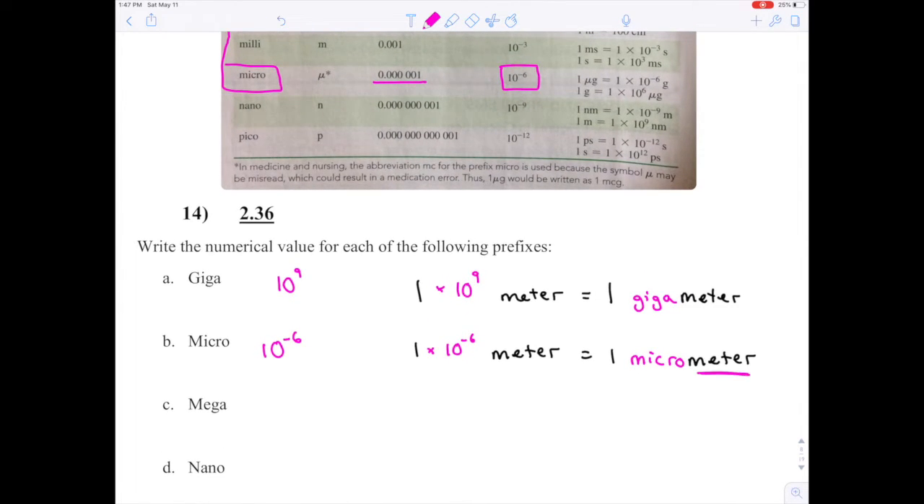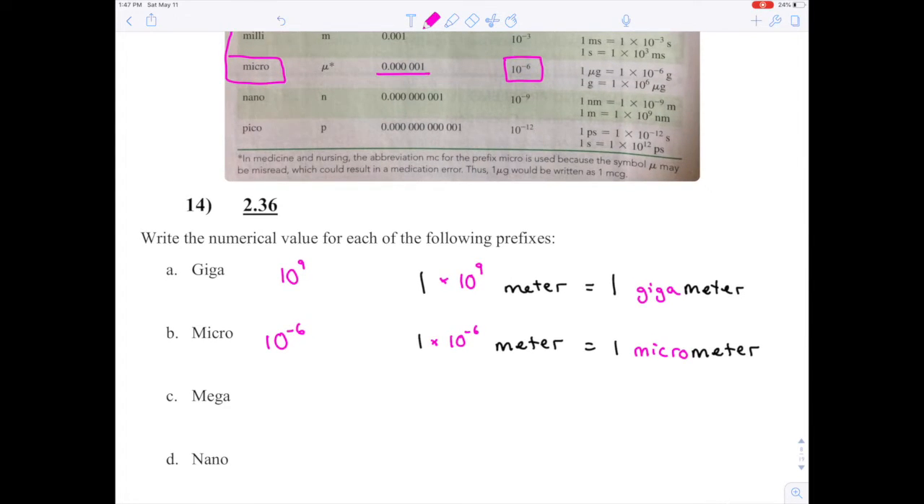And so that's what that prefix is telling you. Notice that the base unit could change. The prefix only tells you what you're multiplying the base unit by. So right now we're using meters. You could just as well use grams. 1 times 10 to the negative 6th grams equals 1 microgram.